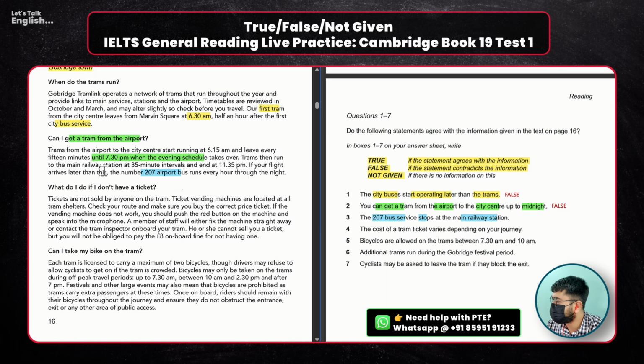See, before this, trams then run to the main railway station every 35 minutes. Okay, doesn't talk about it. Then the paragraph itself has changed. So technically this information is not provided to us. Therefore, it will be a not given.